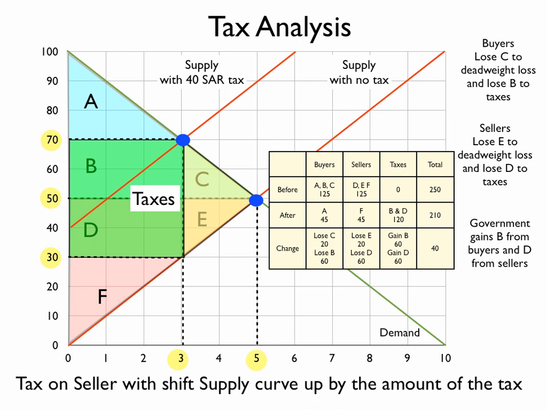This table here would summarize what our before and after conditions are. Does this make sense? Once again, B and D, those two areas, are removed from the surpluses, and the government now receives that in the form of taxes.